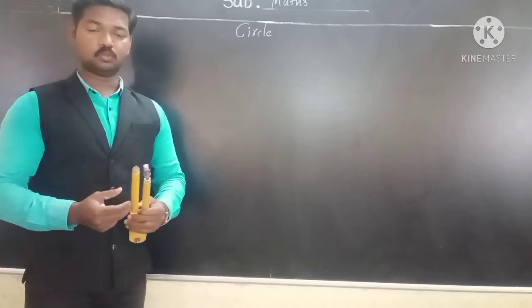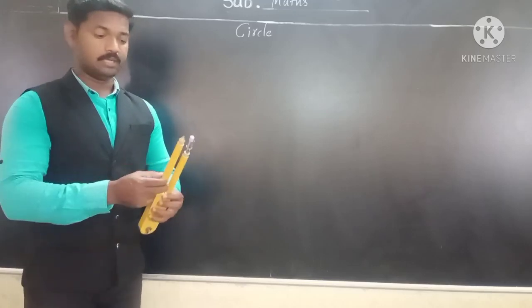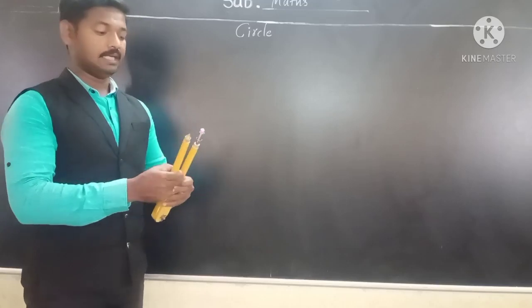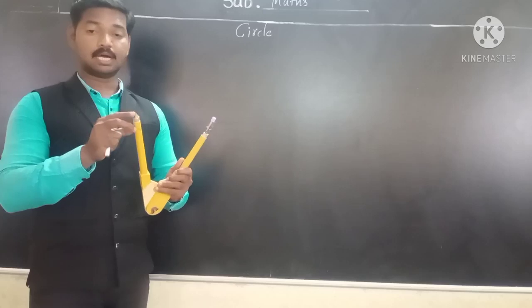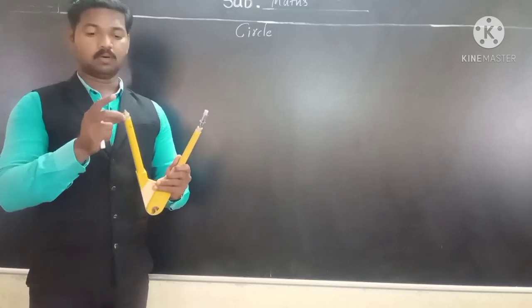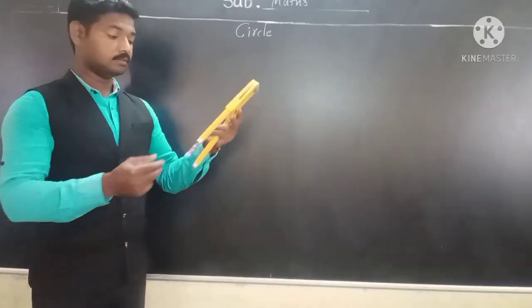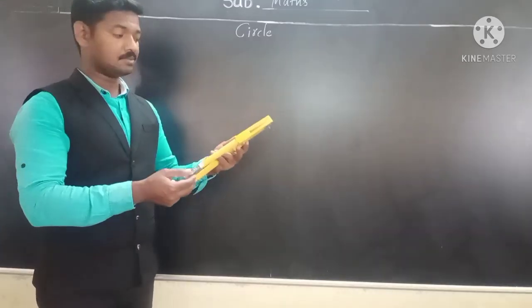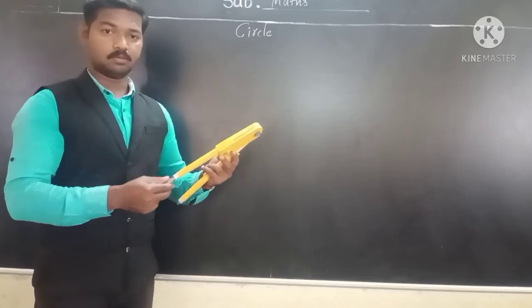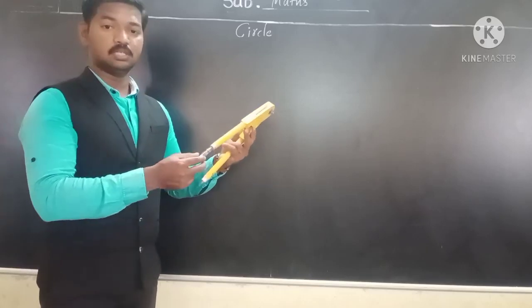It is there in your geometry box. Okay, so it is known as compass. Okay, it has two arms. See, the one arm has a sharp pointed metal pin on one end, and the other arm can hold the pencil. Okay, so now I'm going to use this on the board. So in place of pencil, I am going to use chalk.